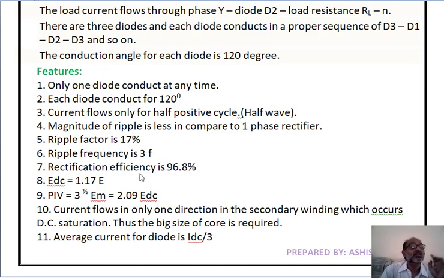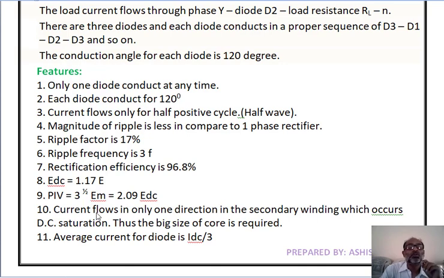Now the rectification efficiency of the half-wave rectifier is nearly about 96.8%. Now the average value, EDC is equal to 1.17 E. Now peak inverse voltage is nothing but √3 EM. EM is nothing but the maximum value of voltage during the cycle. So it is equal to 2.09 EDC.